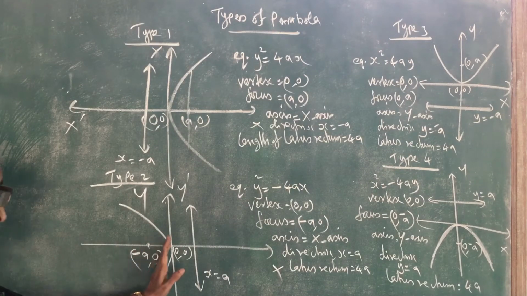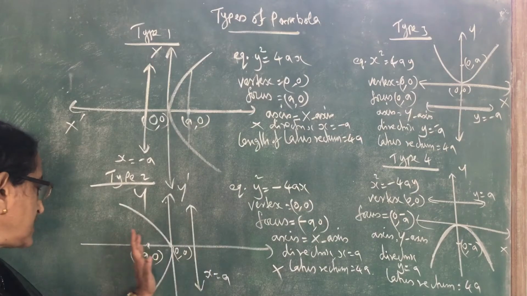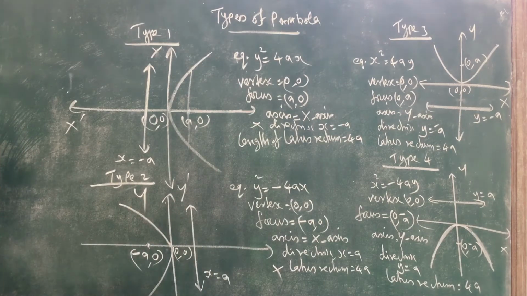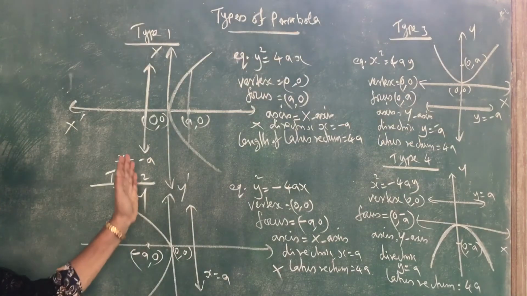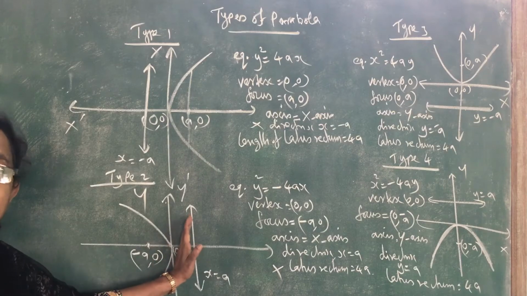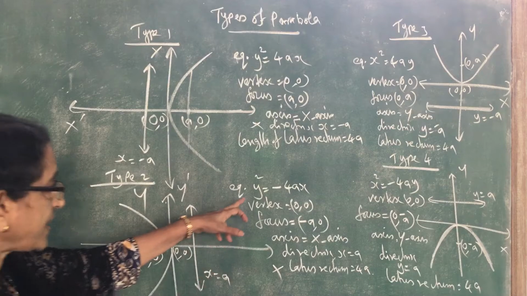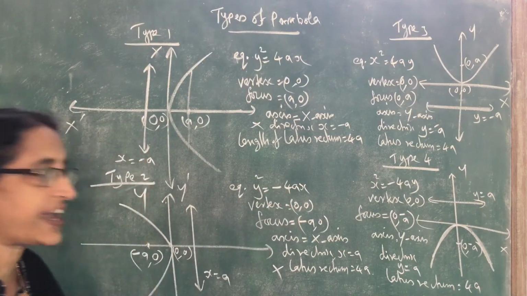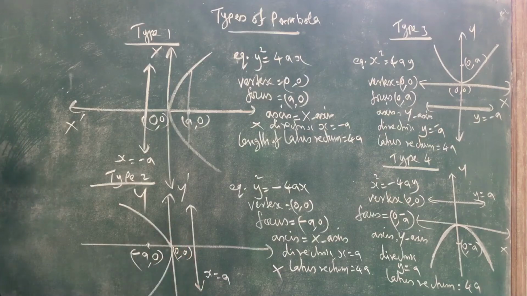Here this is the negative side of the x-axis, so inside means that it will be negative. Negative a comma 0 is the focus. And the directrix will be outside of the parabola, on the right side, the positive side of the x-axis. The directrix is a line parallel to the y-axis, so the equation will be x equal to a constant, and that constant is a, x equal to a. From the equation y square equal to minus 4ax, we can find a. So x equal to a is the equation of the directrix.